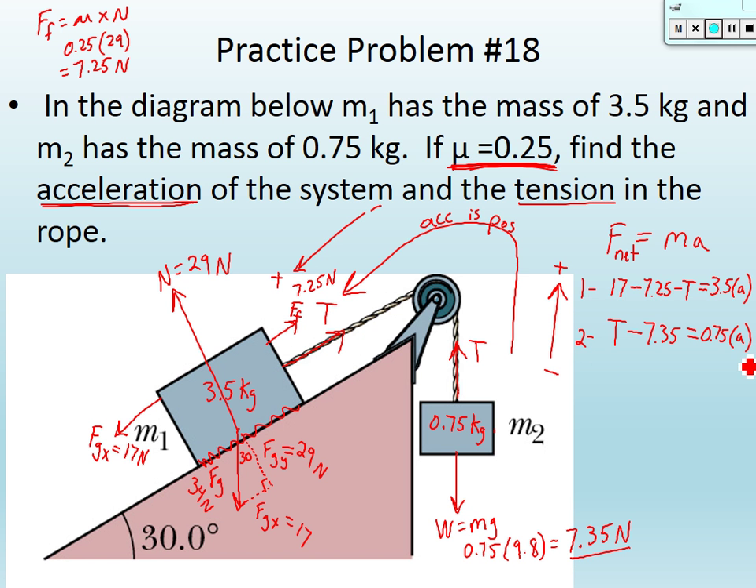times the acceleration. So if we take those two equations and we add them together, your tension should always at this point cancel out. So tension minus tension cancels out. So now we've got 17 minus 7.25 minus 7.35. So grab your calculator.